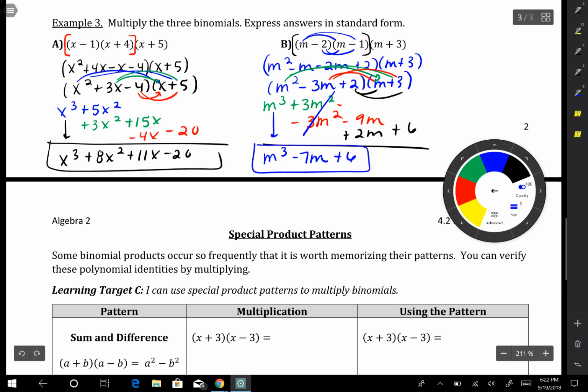And that is your product of those. We will do our special product patterns tomorrow.